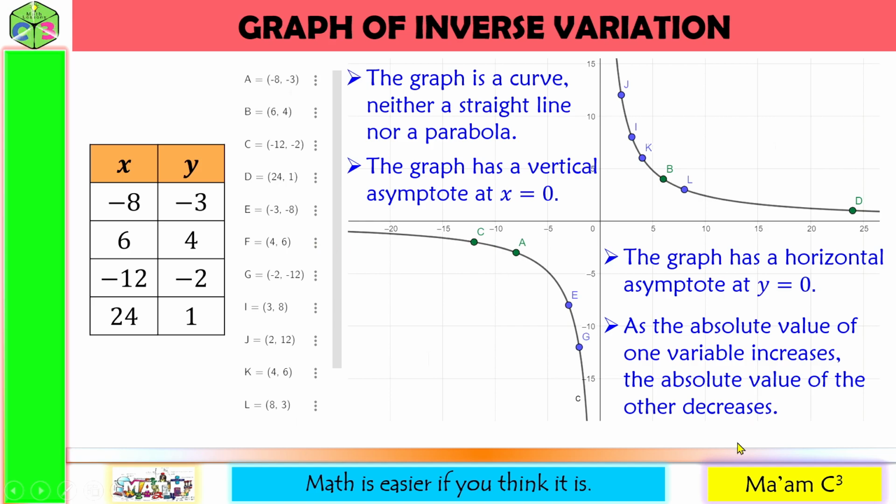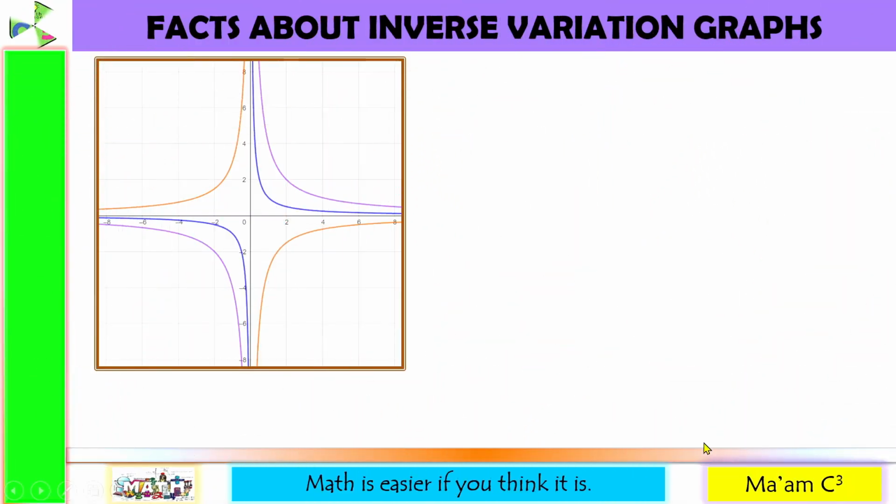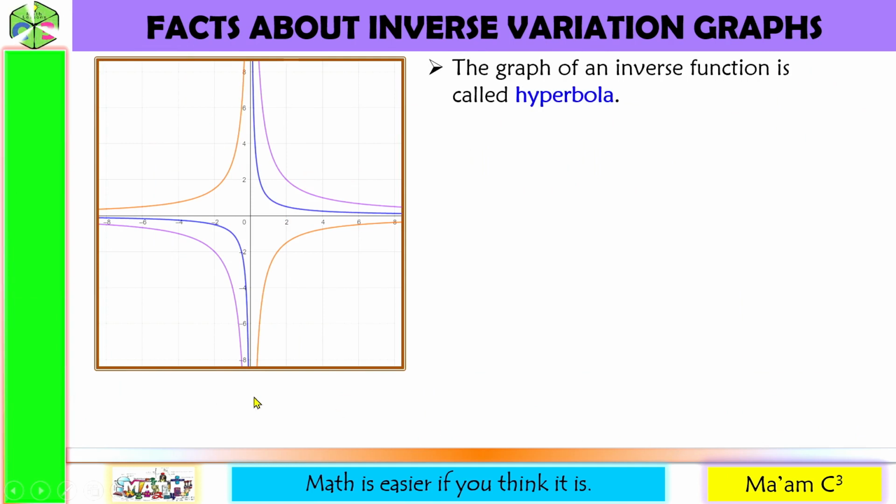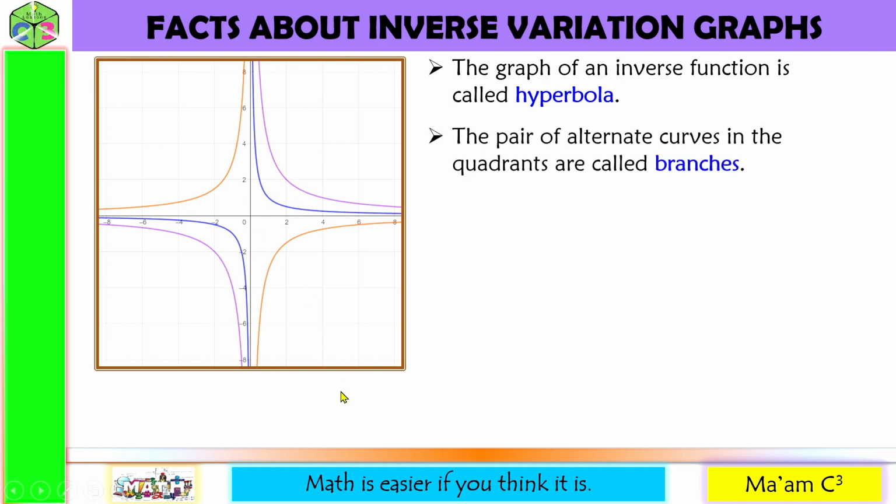Here are some more facts about graphs of inverse variation. The graph of it is called hyperbola. So in here, I have three sets of hyperbola. I have the blue, the violet, and the orange. The pair of these alternate curves are called branches. The location of the branches has something to do with the value of k.